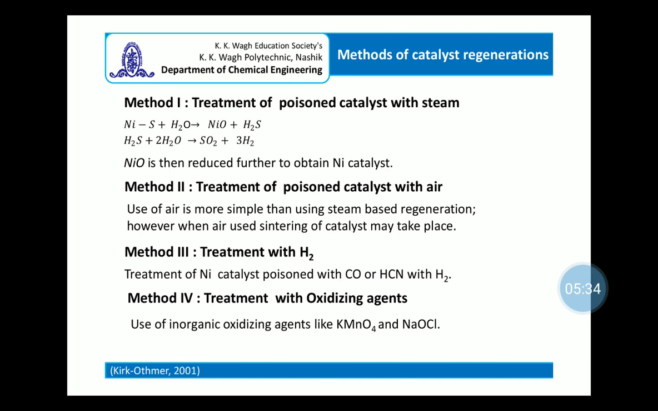Now, when, for example, nickel poisoned with sulfur is treated with steam, it forms nickel oxide plus H2S. But this H2S is again a poison, and therefore it is again treated with steam to form sulfur dioxide and hydrogen. Now, nickel oxide is further reduced to obtain the metallic nickel component, or the pure nickel metal, which is used again as a catalyst.